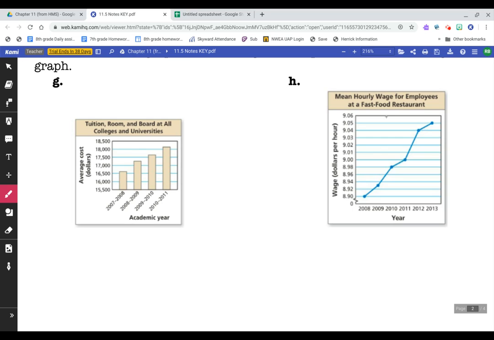Okay. Now over here, it has a line graph for the mean hourly wage for employees at a fast food restaurant. And it looks like your salary in dollars per hour has skyrocketed from 2008 to 2013. You've been a loyal employee, and check it out. You started off making $8.90, and it looks like, holy cow, you are now making a whopping $9.06. Your salary has increased by 16 cents per hour over the last 6 years. That's actually not a big increase, but this line graph makes it look gigantic.